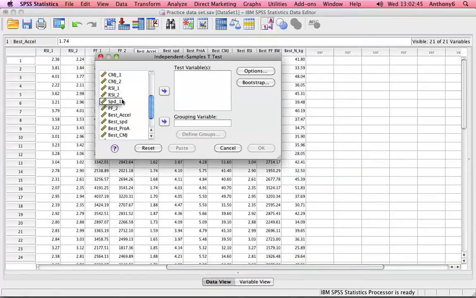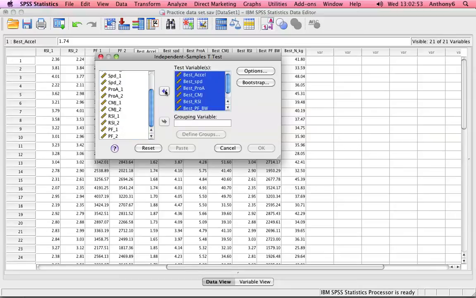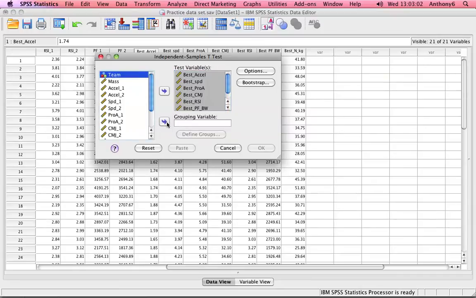What we want to do is, again, just analyze the best score. We could do one at a time, but also we can just stick the whole lot across and get the output per variable. We also have to identify how we're dividing the team. In this example, there are only two teams, but you might have other data sets where there's three, four, five different teams, but you're only interested in a comparison between two.